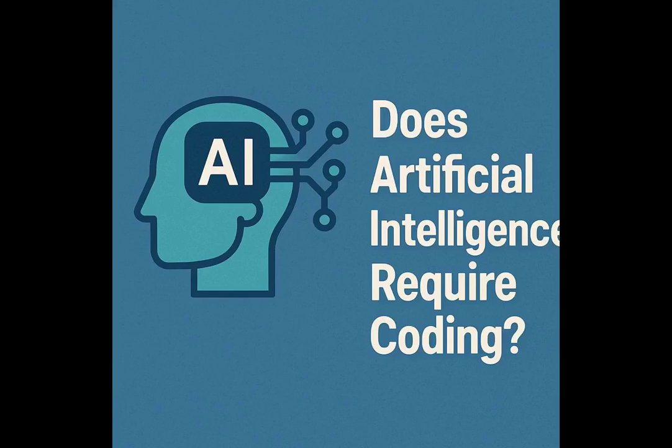Some common programming languages used in AI include Python. It's the most popular language for AI due to its simplicity and rich ecosystem of libraries, e.g., TensorFlow, PyTorch, scikit-learn. R, often used in statistical analysis and machine learning. Java, known for scalability, is used in large AI systems. C++, known for speed, is used for performance-critical AI applications.